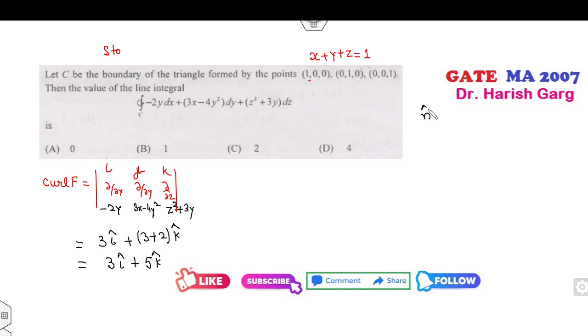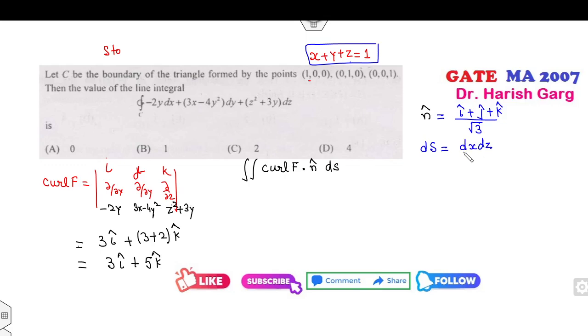Then you can find the n, because your target is to find it by using the Stokes theorem. How can you find the n? From this case, I can find the value of n cap is (i + j + k) divided by the unit vector root 3. How can you take the dS? Because it's i and k, you can take i and k. So I can take this as my dx dz over n dot j cap, so that will be dx dz divided by 1 by root 3.